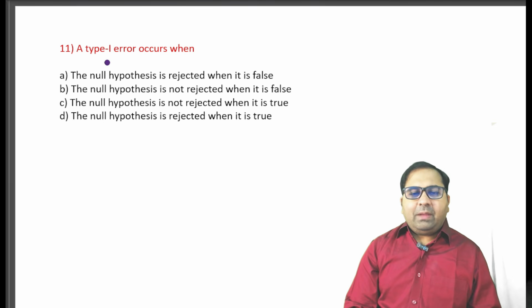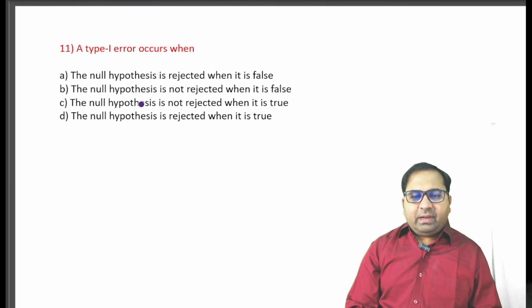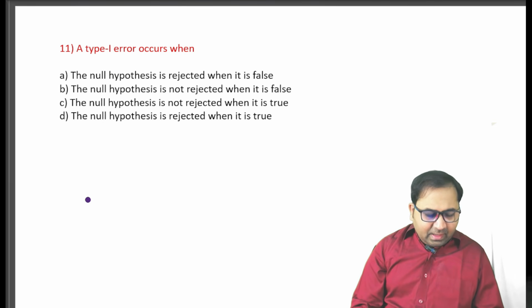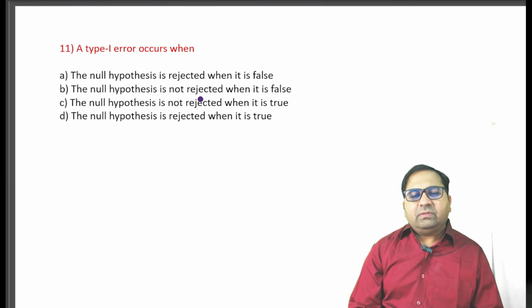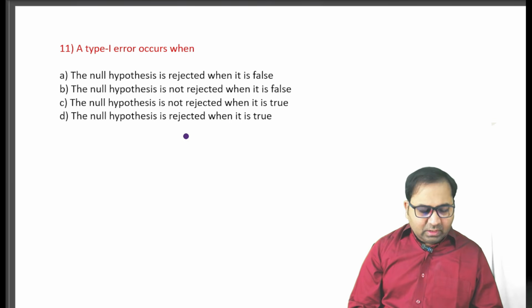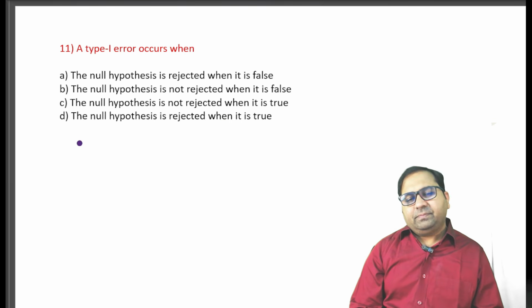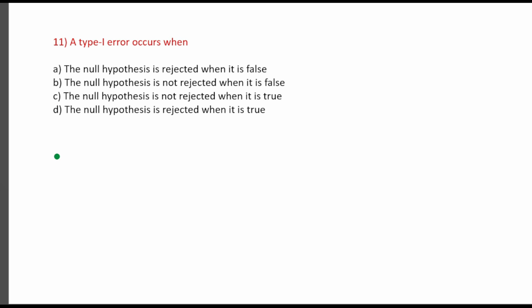Next question, a type 1 error occurs when, the options they gave are A, the null hypothesis is rejected when it is false, B, the null hypothesis is not rejected when it is false, C, the null hypothesis is not rejected when it is true, or D, the null hypothesis is rejected when it is true. So the answer for this question is D, the null hypothesis is rejected when it is true. So true rejection. Now see how we come to the answer.